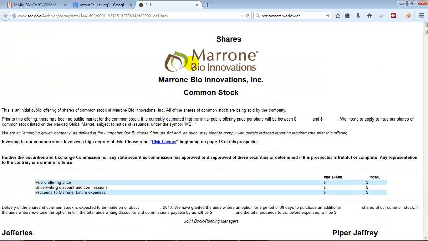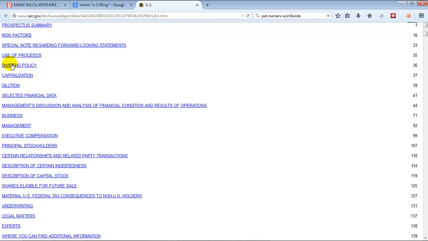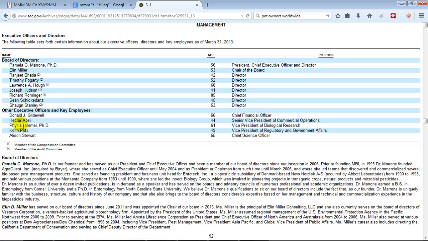This is obviously not MMM, but this is what an S1 form looks like. It gives you all the data, it gives you the dividend policy, it gives you how the business runs, the management, it tells you who's running the company. You can look into the board of directors. Sometimes that's an important aspect. If you find the person running the company has a PhD but no business experience, you're probably not going to want a long-term investment in that company. Okay? So that's one thing you're going to look at.